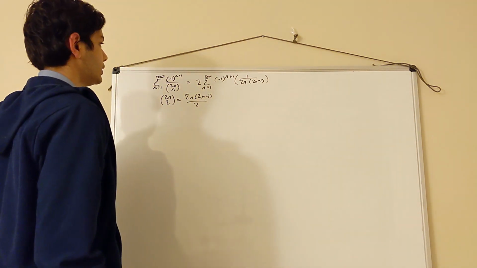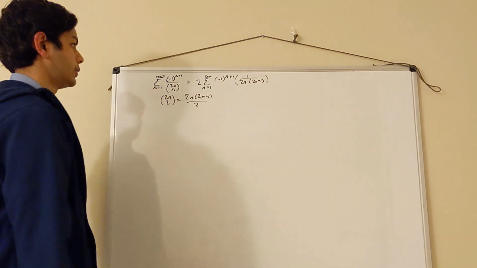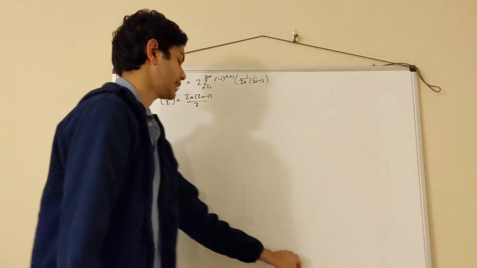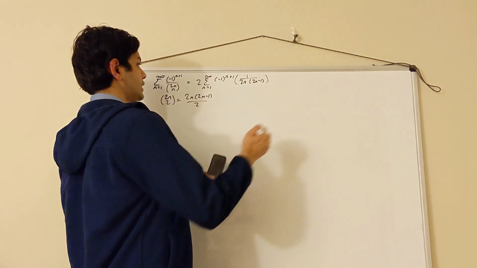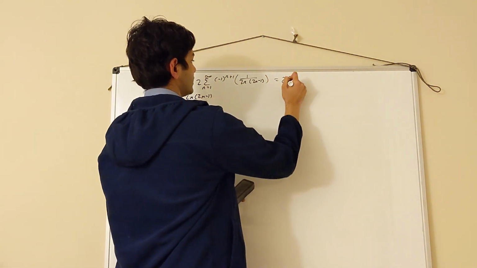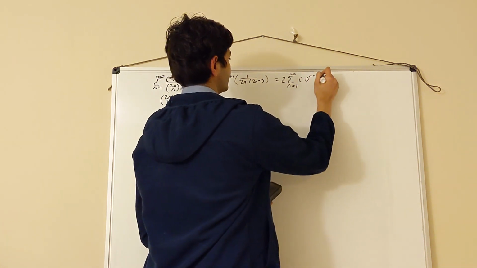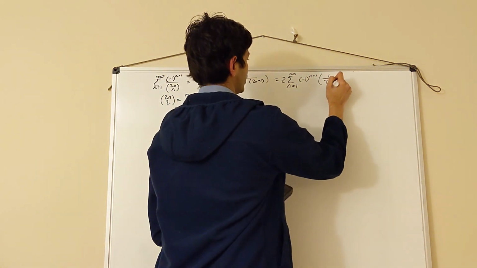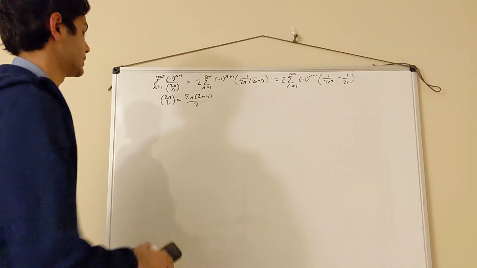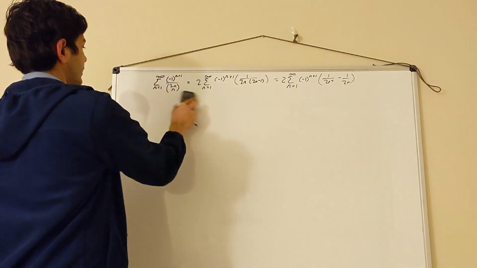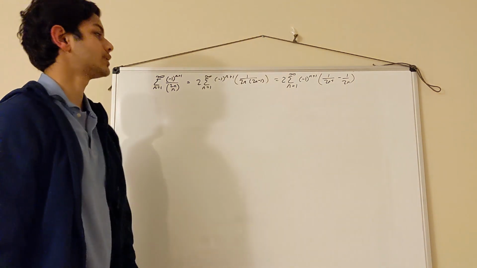Okay, so now when you see an expression like this, the first thing that you always want to do is try and use a partial fraction decomposition. You can pretty easily check that this expression is going to be equal to twice the sum from n equals 1 to infinity of (-1)^(n+1) times (1 over 2n minus 1 minus 1 over 2n). And so that's just decomposing that. Ideally, when you have something like that, you hope for something that telescopes. So let's write out the first couple terms of the sequence and see what happens.